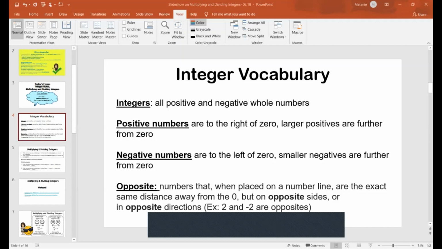Basically that means they have the exact same absolute value. Remember absolute value? Absolute value means you have the same number of jumps away from 0 on the number line. So opposites have the same absolute value, and an opposite is like the positive or negative version of each other. That's why when we flip a fraction, we don't call that an opposite. We call that a reciprocal. So it's important to note the difference there.